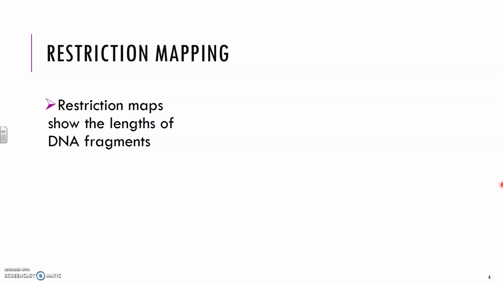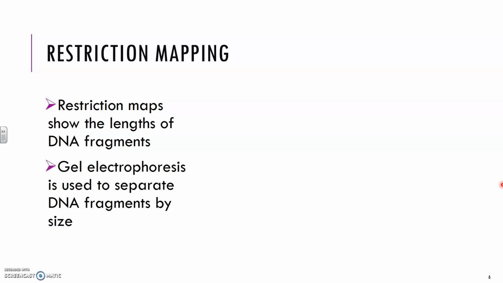So what they were able to do was create what are known as restriction maps. Restriction maps will show the length of the different DNA fragments in that sample. Generally, this is done using what's known as gel electrophoresis. Yes, that is a really weird word. You get used to it after a while, and then it almost becomes fun to say. But gel electrophoresis is used to separate DNA fragments based on their size.